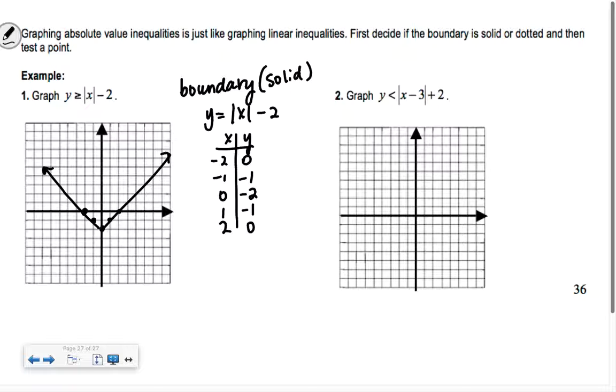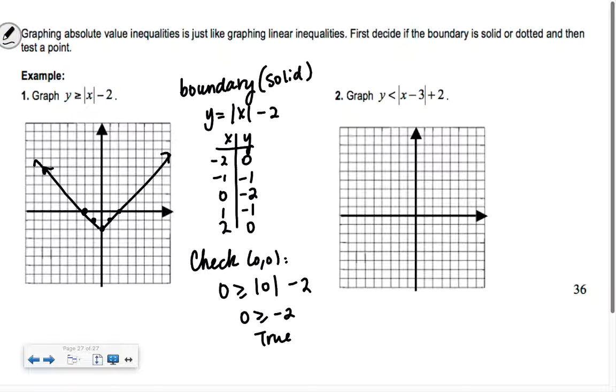And we basically decide if we're shading above the V shape or below the V shape. So your two possibilities can be inside or it could be outside, okay? What do you think this one's going to be? It's going to be inside or above, right? And it's because of that y is greater than or equal to. You want your y values to be above that, okay? But you could check (0, 0). You would get 0 is greater than or equal to the absolute value of 0 minus 2. So 0 is greater than or equal to -2, which is true. So that means we shade above.